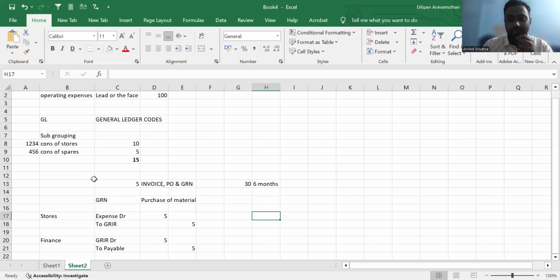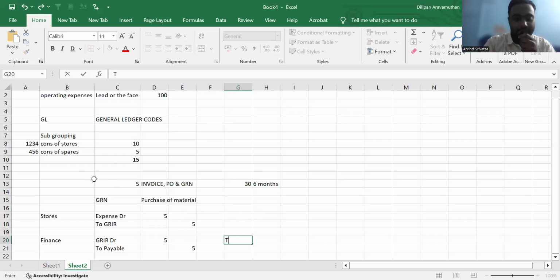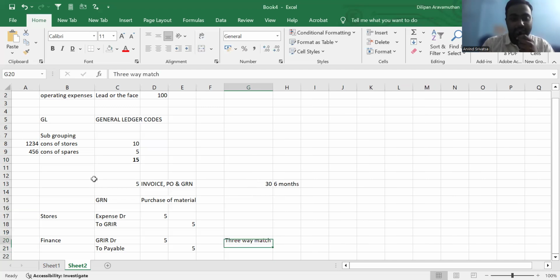There are also some companies which have a separate software for GRN passing, which is integrated to SAP. So there are a variety of companies which do it in different ways, but this is basically what it does. And this concept is called the three-way match case, where the finance team reconciles the invoice, PO, and GRN. This is how it works in case of goods.